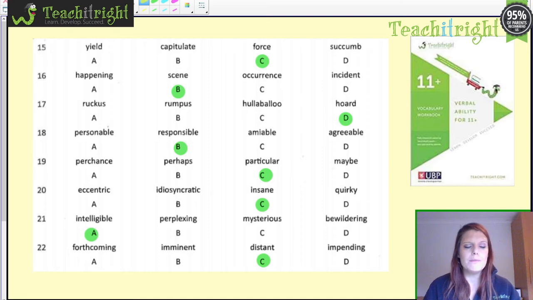Number 21, intelligible means clear. The others describe something that is difficult to explain. And 22, distant, is obviously far away. The others mean something is coming, something is about to happen.